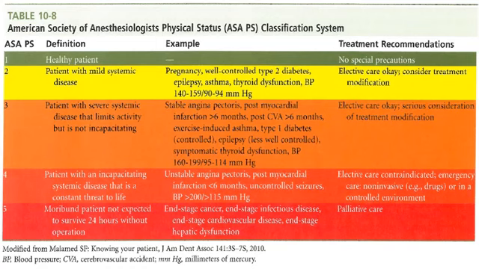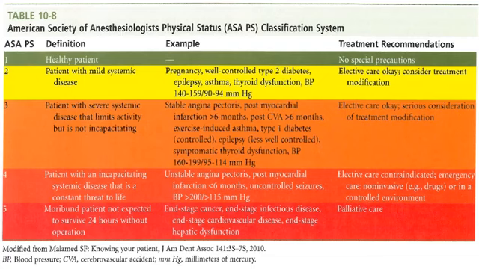Let's move to the ASA 3, patients with severe systemic disease that limits activity but is not incapacitating, like stable angina pectoris, post-myocardial infarction 6 months after the attack, and post-cerebrovascular accident 6 months also after the attack. Here the active care is okay, but some serious consideration of treatment modification and treatment plan modification should be taken into consideration.